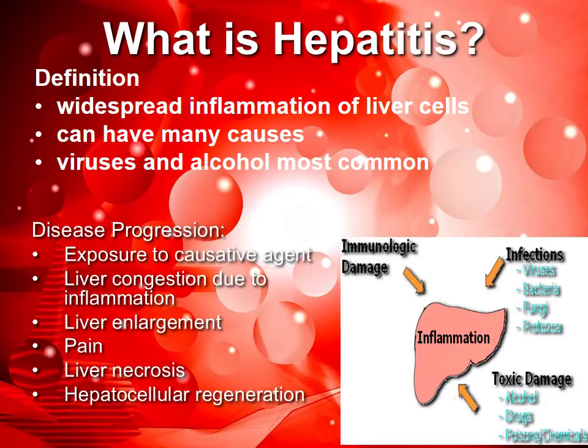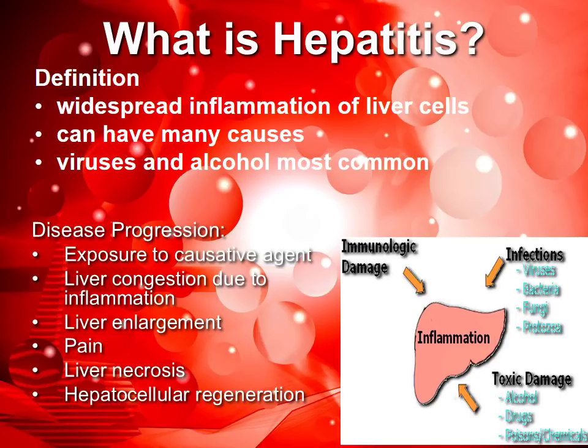Progression of hepatitis will vary slightly based on the etiology of the disease, but the basic process begins with exposure to a causative agent. The liver then becomes congested as a result of inflammation. If we were to look inside the liver when it is fully involved in this process, what do you think we would find? Inflammatory cells, lymphocytes, and fluid.